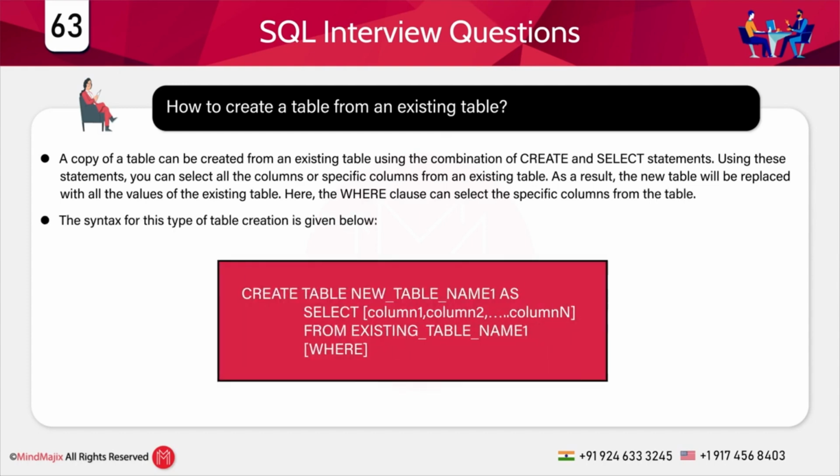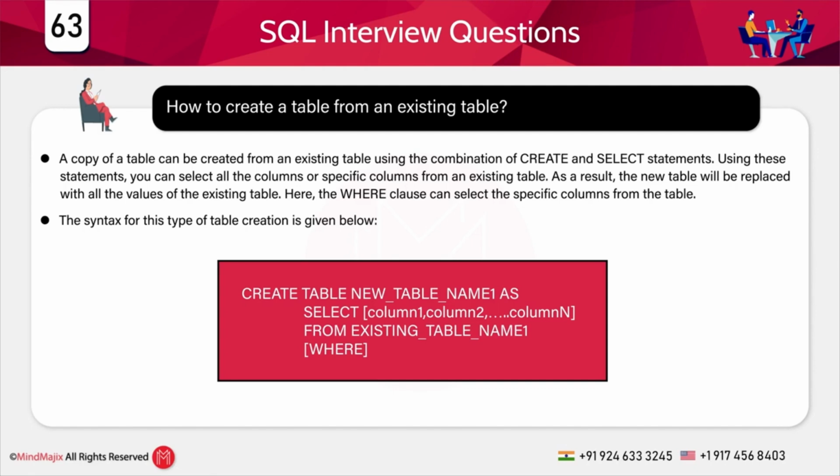And now if you talk about the syntax, as you can see on the screen, this is the syntax for creating a table from an existing table. So create table and the new table name, and this is the AS part. AS is nothing but an alias, as we had discussed in the previous part of this session. And here you have the select query. So select column 1, column 2, and any number of columns from the existing table name, which is the base table or the parent table from which we are creating another table.